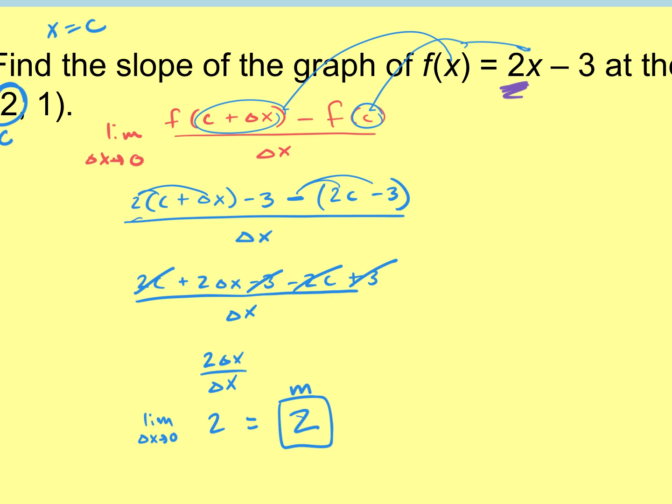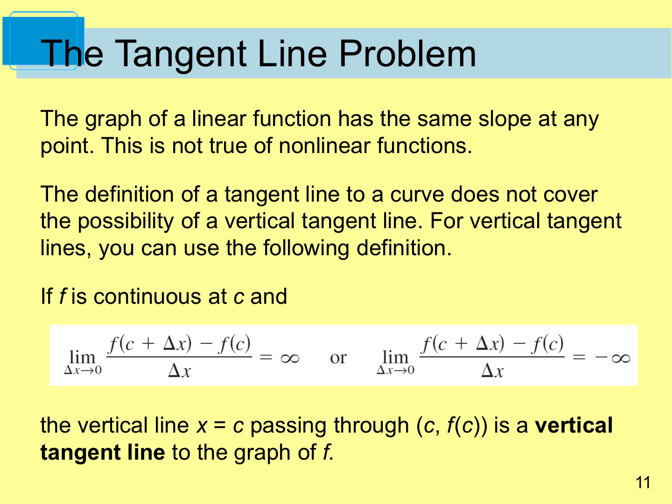But if we had a parabola, a quadratic function, depending on what point we had on our quadratic function, your slope's going to change. So it says the graph of a linear function has the same slope at any point, like we did in the last one. This is not true for non-linear functions. So it's not always going to be just the slope of the function.